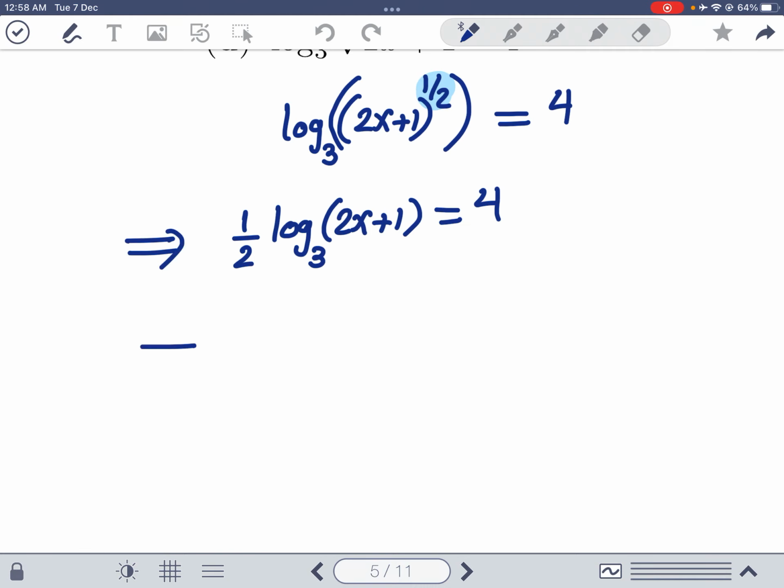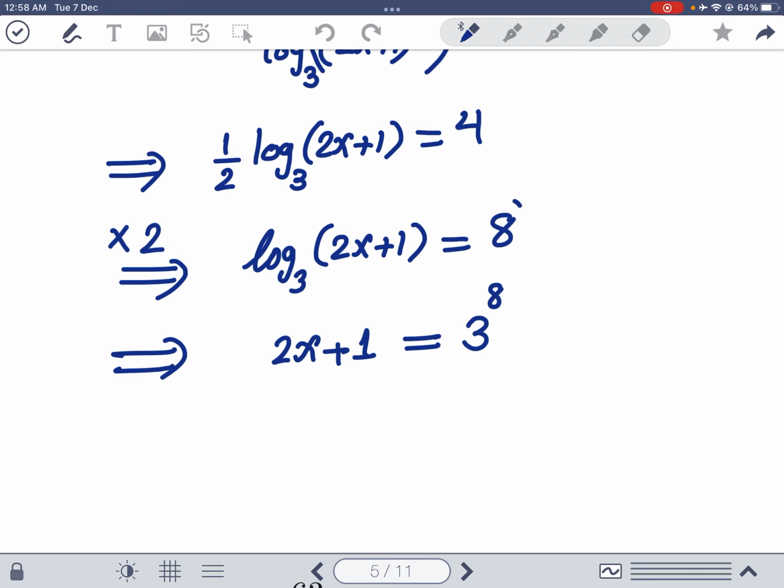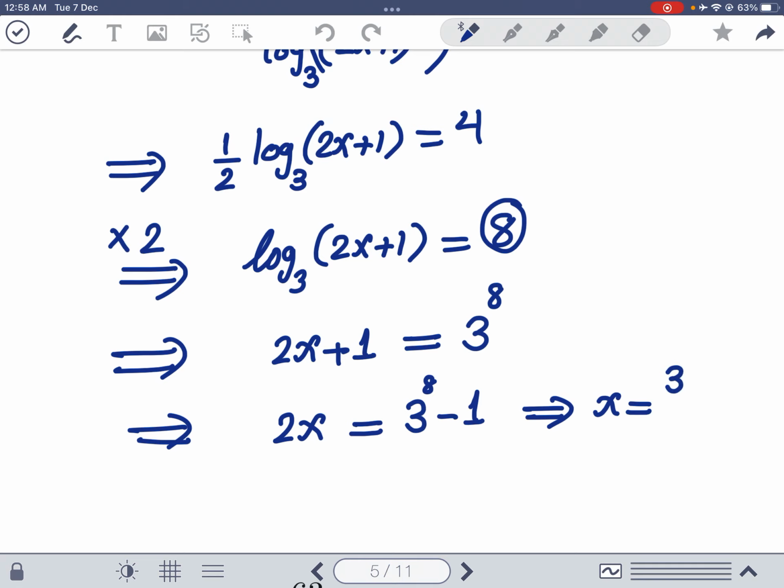Okay, now multiply by 2 both sides. You get log base 3 of 2x plus 1 equals 4 times 2, 8. And now we can write it: 2x plus 1, the thing within the log, is the base to the power. So the base to the power equals the inside of the logarithm. And finally, 2x equals 3 to the power 8 minus 1. And this means that x is 3 to the power 8 minus 1 over 2.